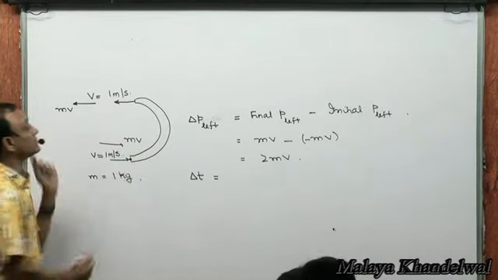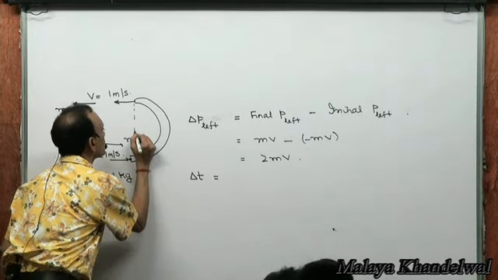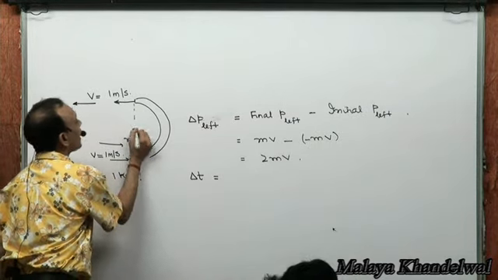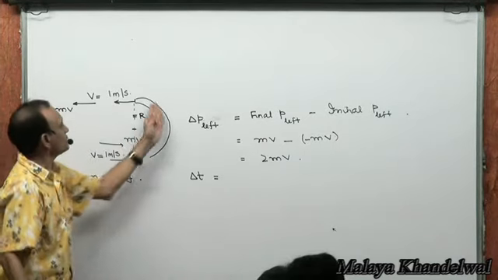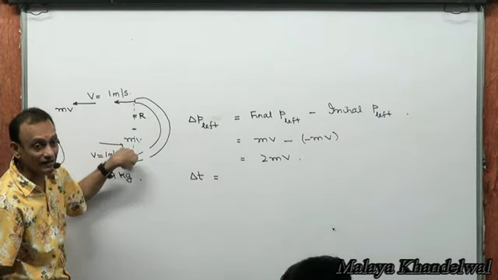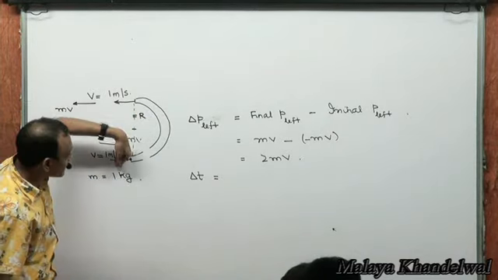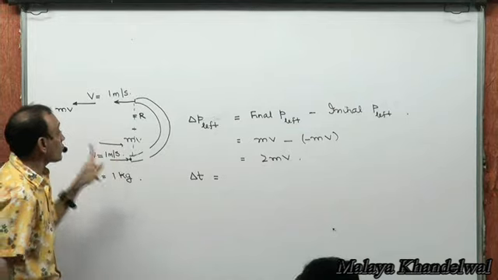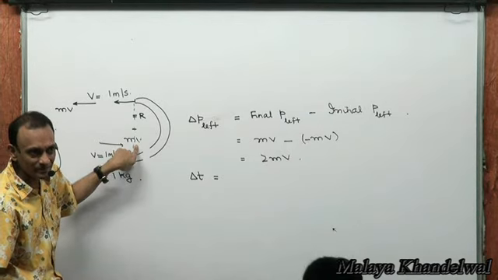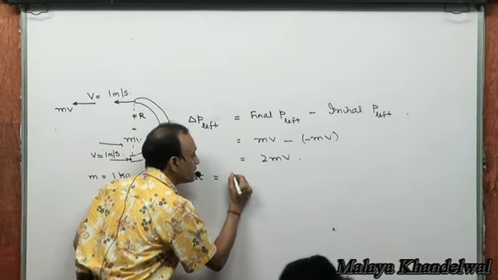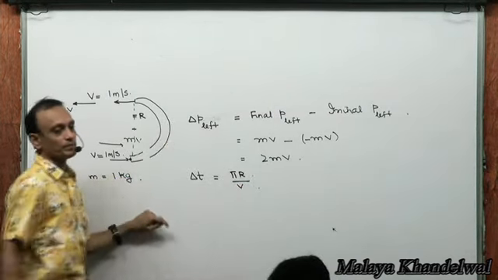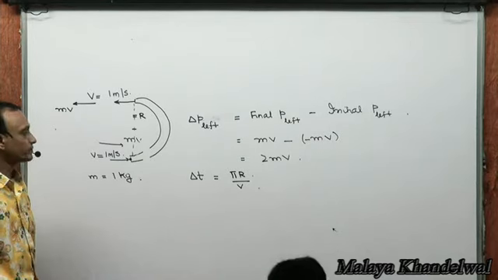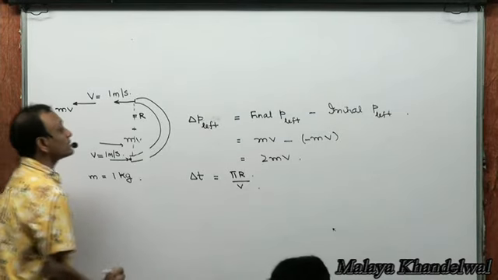Now this semicircle is of radius r, say. This semicircle is of radius r. So what is the length of the circumference covered? Pi r. Pi r is the distance covered by the particle with a constant speed of v meters per second, right? So time taken would be pi r divided by the constant speed v, isn't it? That's the time taken.